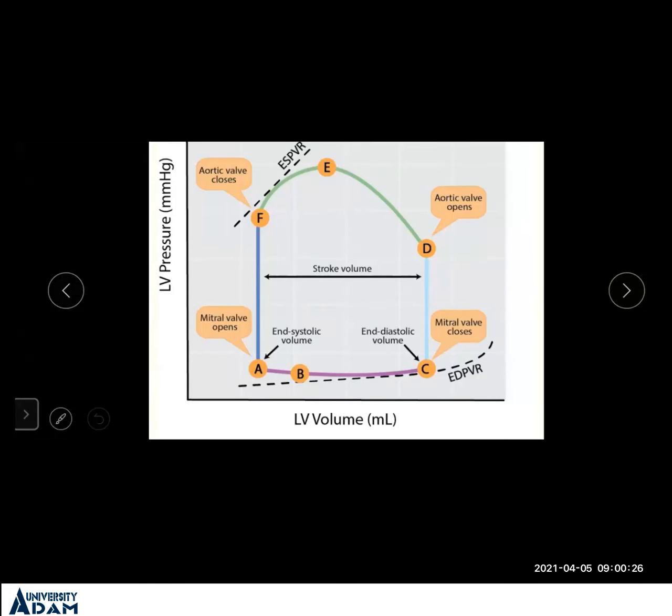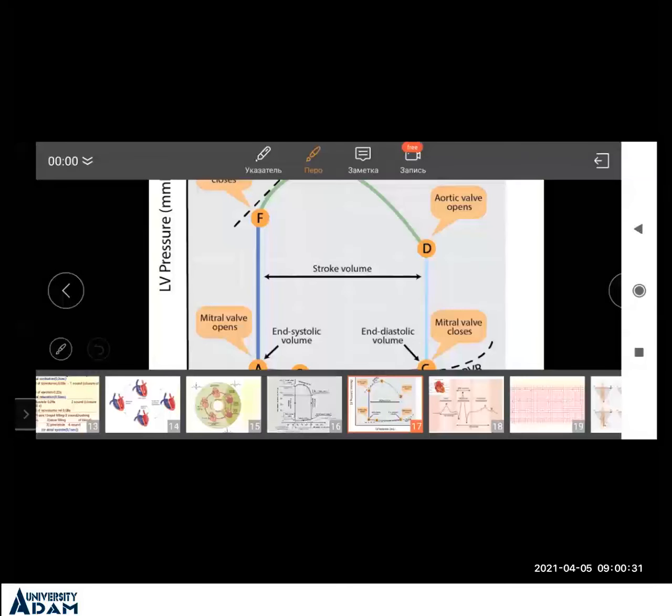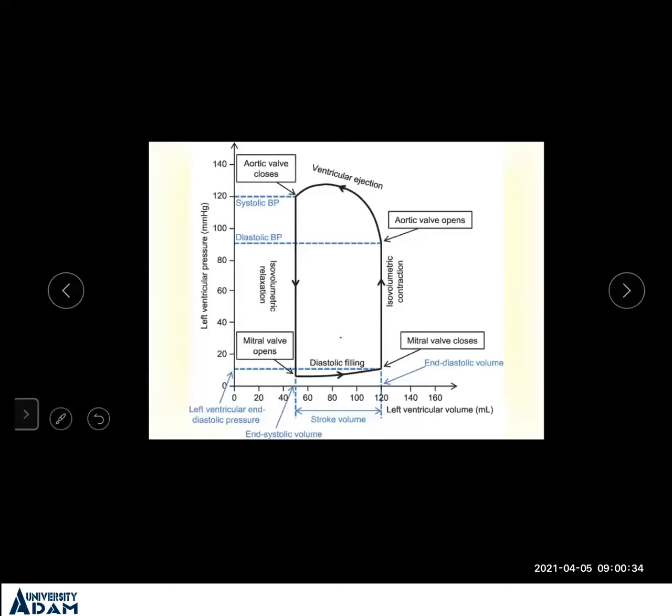Systolic and diastolic. Here is the same picture, but with volumes. From here is the beginning of contraction. There is isovolumic contraction and ventricular ejection. Here you can clearly see pressures. During isovolumic contraction the pressure rises up to 90, and the volume of blood in this period is 120.